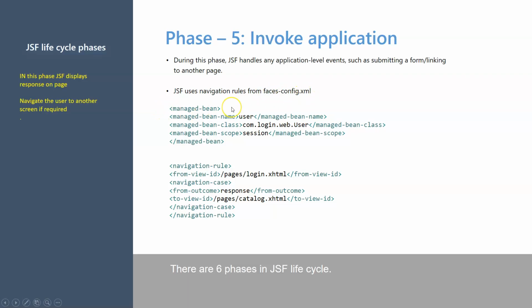JSF provides 2 ways to define a bean. Either you can use annotation to declare a bean, or you can make use of managed bean XML tags and put those values into the faces-config.xml file. We'll talk about how JSF works and how we can declare a bean in the coming videos, in the demo portion. We are also supposed to declare some navigation rules. For this video, I have used a login page. Once I am done with the entire thing, the user will navigate to the catalog screen, my shopping page. During this phase, JSF prepares for what needs to be done with this request.